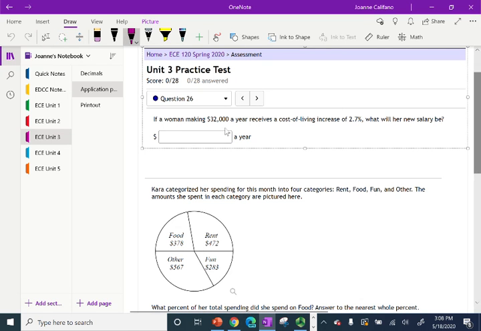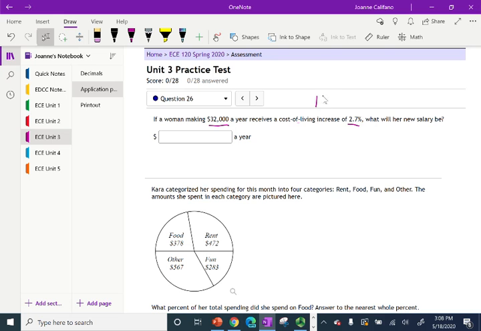A woman making $32,000 a year receives a cost of living increase of 2.7%. What will her new salary be? She'll be making 100% of her old salary plus 2.7% of her old salary. So it's going to be 102.7% times her original salary.